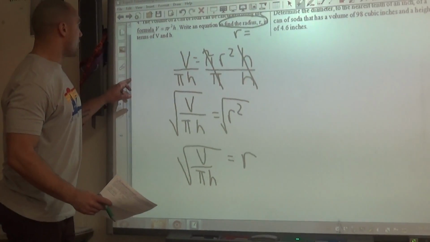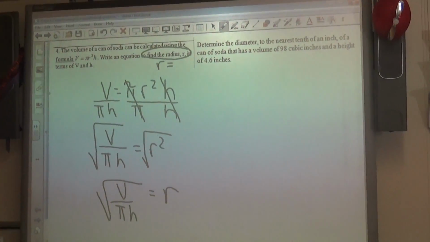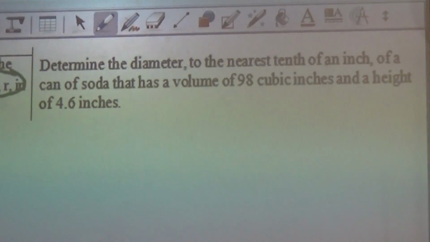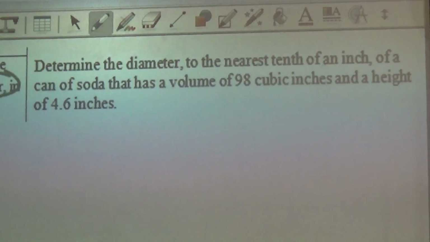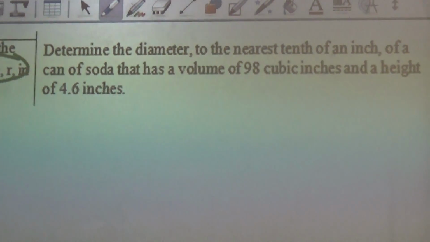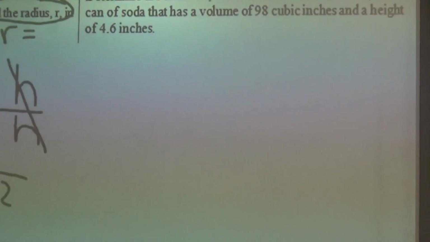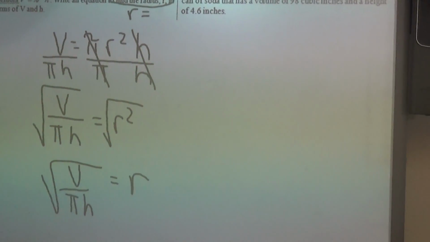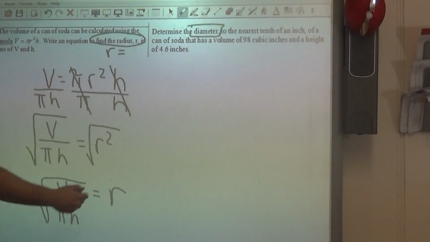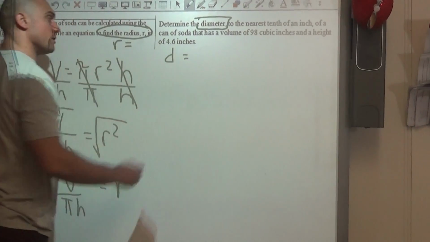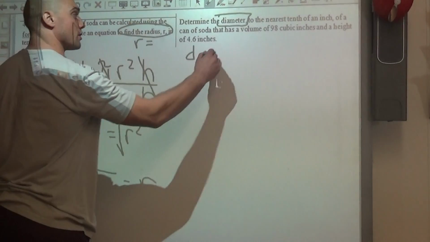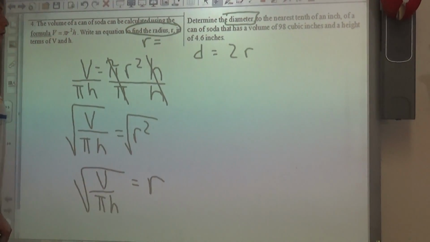Now, the next portion of this question, it says determine the diameter to the nearest tenth of an inch of a can of soda that has a volume of 98 cubic inches and a height of 4.6 inches. So a couple things before we begin. We have this formula here that helps us find the radius. However, we are asked to find the diameter. So we need to remember that the diameter of a circle is twice the radius. So we can say the diameter is 2r.